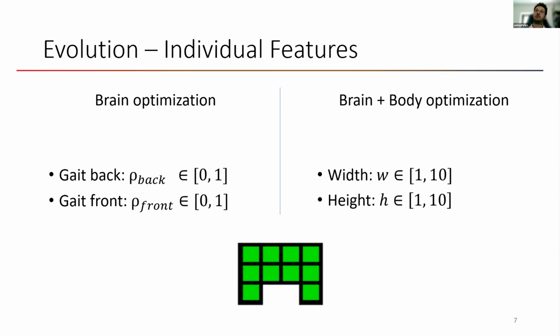In the case of the brain and body optimization, instead, we use two features that describe the body of the robot, which are very simple. They are the width and the height of the robot. In the case of this robot, they would be 4 and 3.